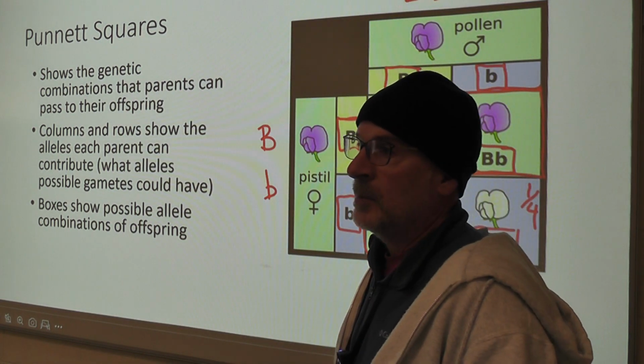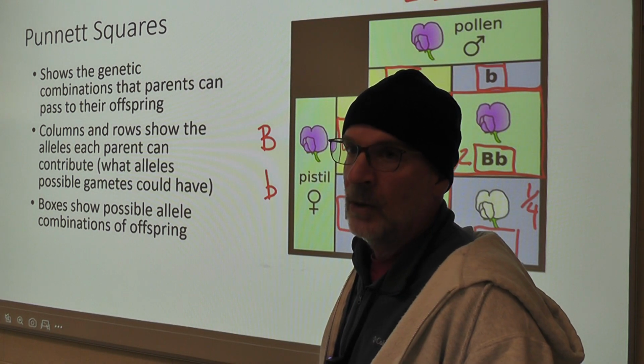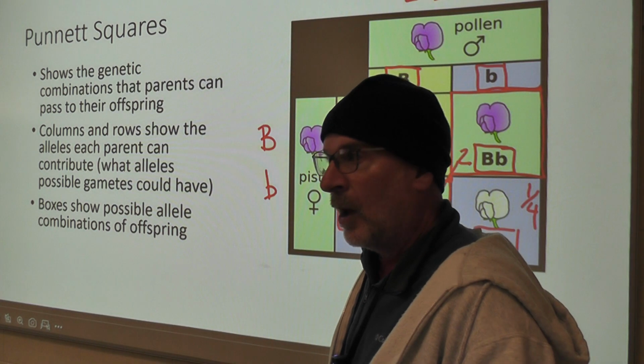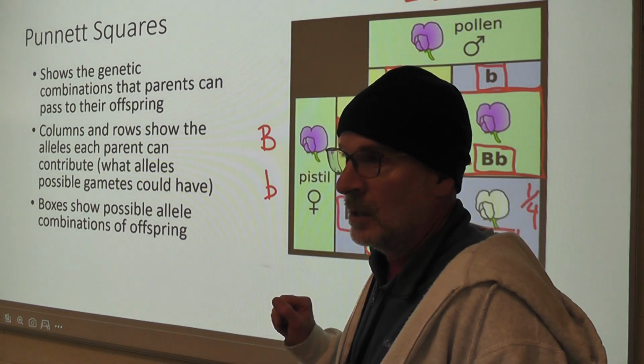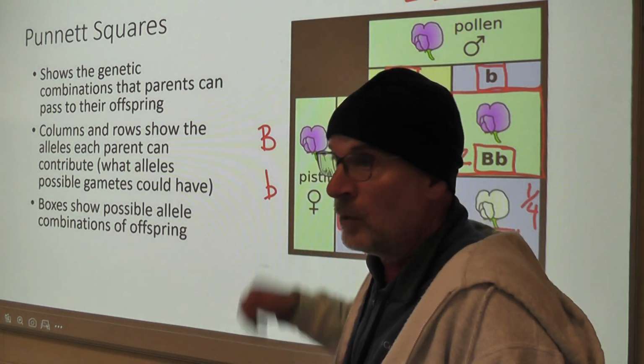All we're looking at is possibilities. These do not represent real offspring. Any one real offspring is only going to be reflective of one of these. As soon as you have that, the others just aren't there anymore.